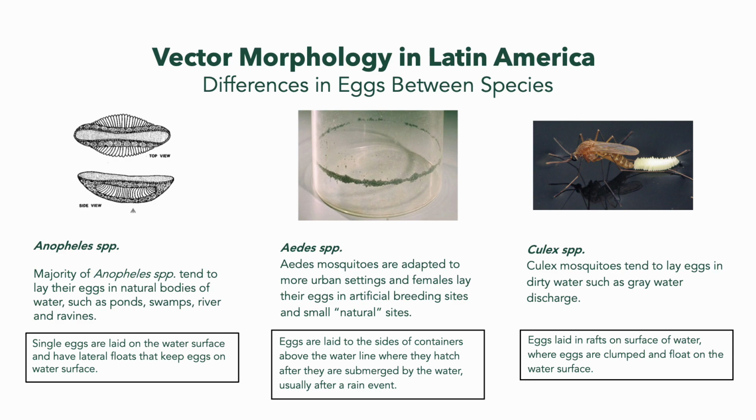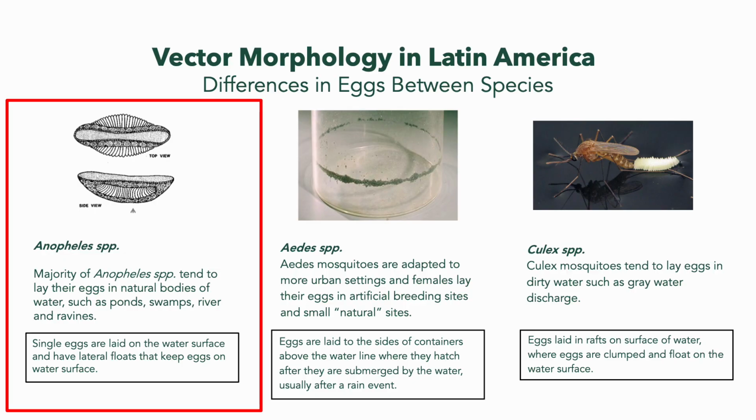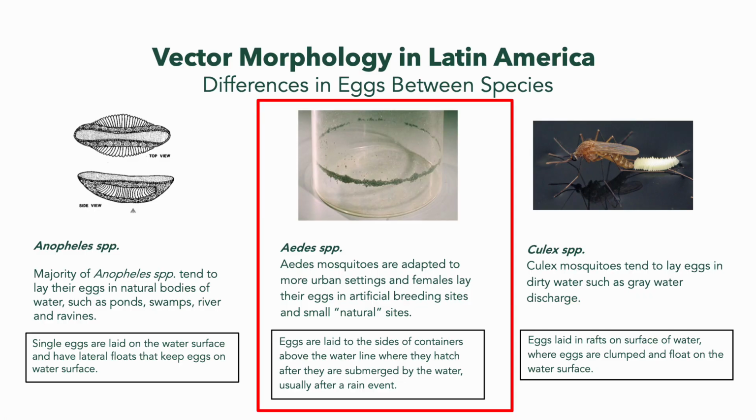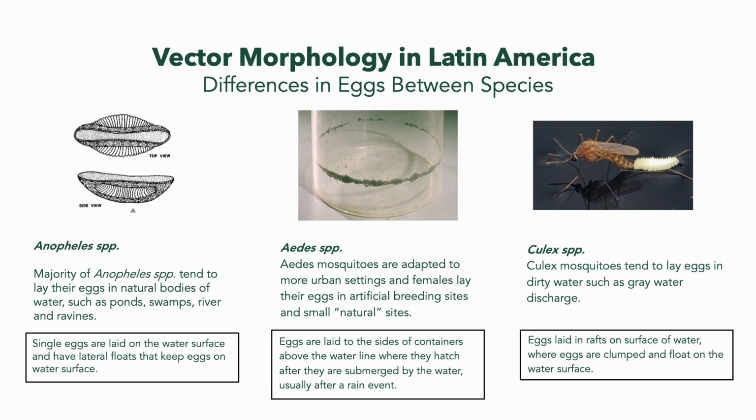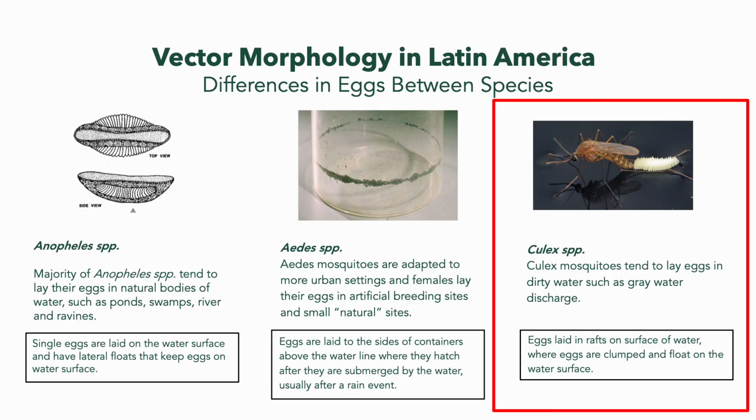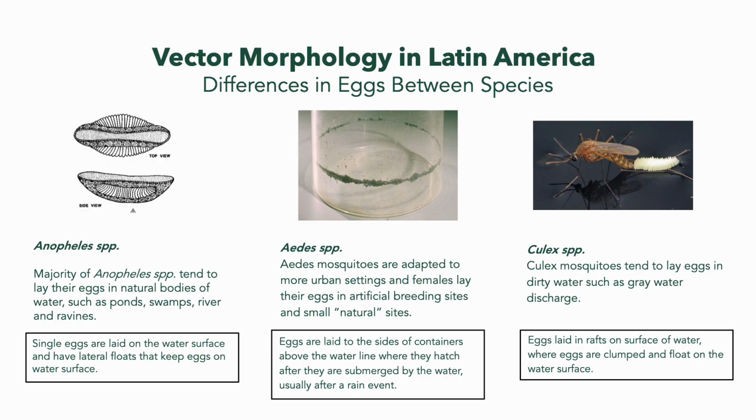In the Americas, the three primary mosquito genera are Anopheles, Aedes, and Culex, each with distinct oviposition strategies. Anopheles lay single, free-floating eggs on the water surface, supported by lateral floats. Aedes lay desiccation-resistant eggs above the waterline in small natural or artificial containers. They hatch once they are flooded. Culex deposit egg rafts that float on stagnant or polluted water. These egg-laying differences help identify mosquito species to guide targeted vector control strategies.